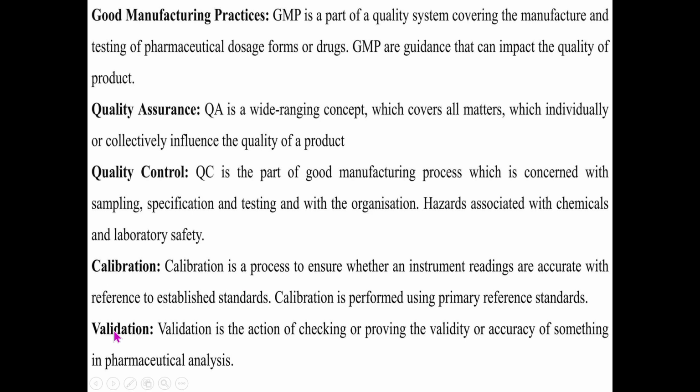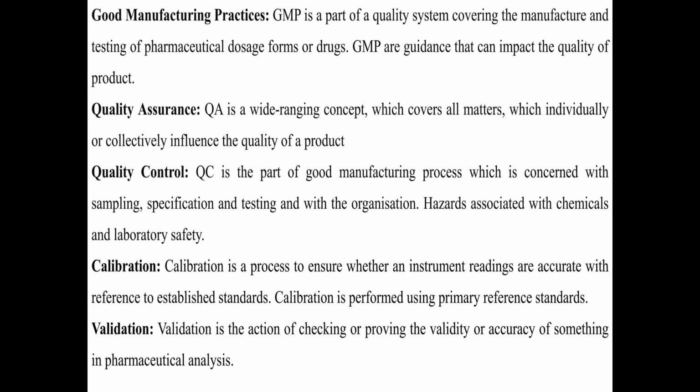Some of the basic terminologies: good manufacturing practices is a system covering the manufacturing and testing of pharmaceutical dosage forms. This method involves guidelines which determine the quality of the product. Some more basic terminologies: quality assurance is a wide-ranging concept which covers all the parameters which individually and collectively influence the quality of the product. Quality control is a part of good manufacturing practice which is concerned with sampling, specification, and testing.